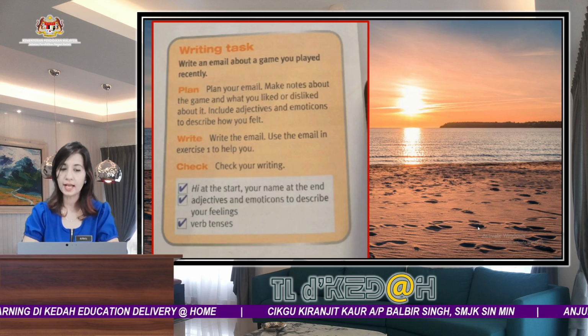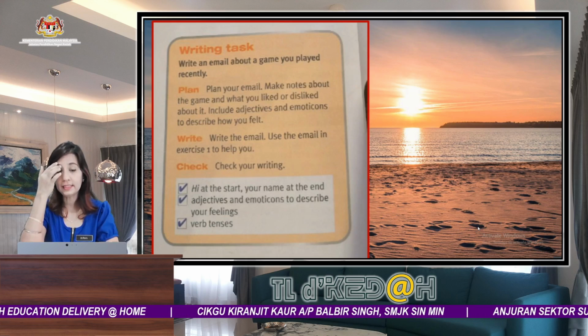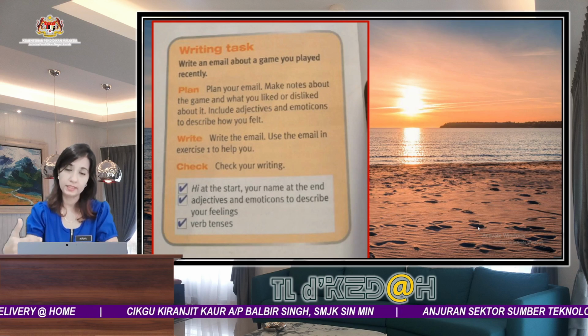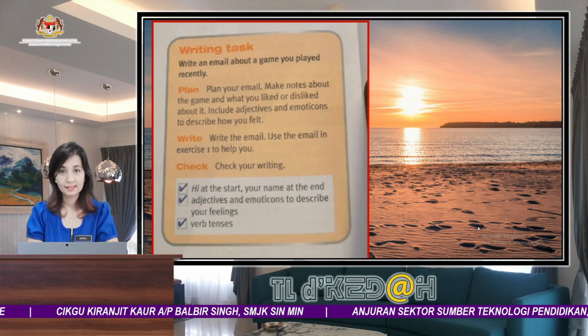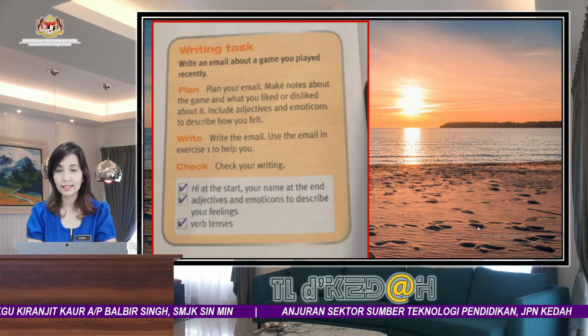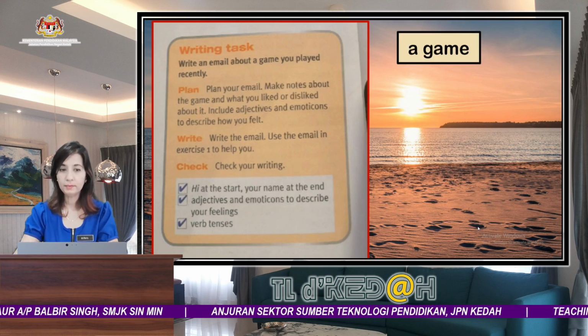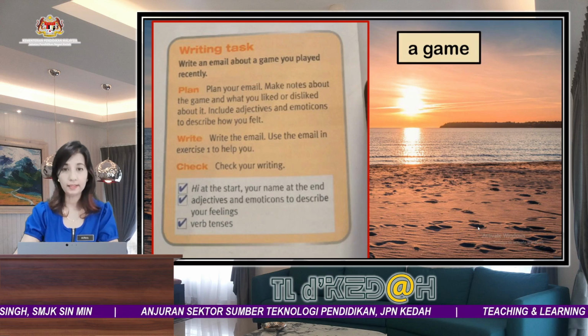Then you need to check your writing, whether you have "Hi," you give the greetings, and you have the name written at the end. Okay, adjectives and the tenses. So again, you see here the tenses come at the last part, because here in writing, we are focusing on the content. So now, what must you do? You must write the email and share about the game you played recently.